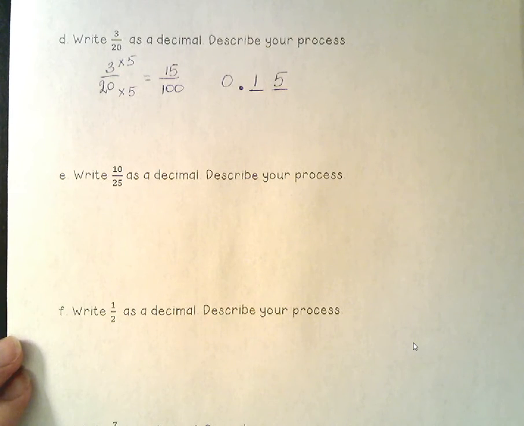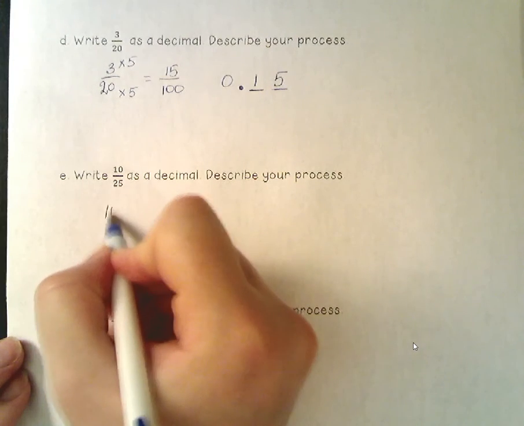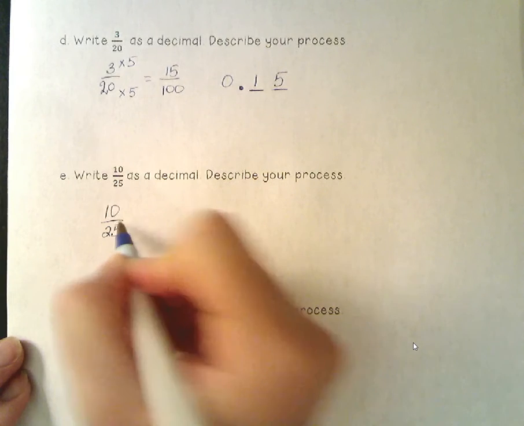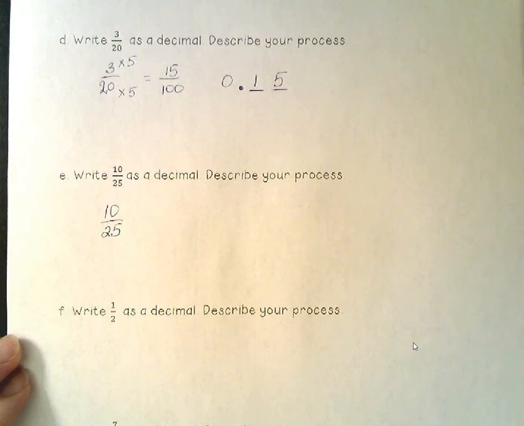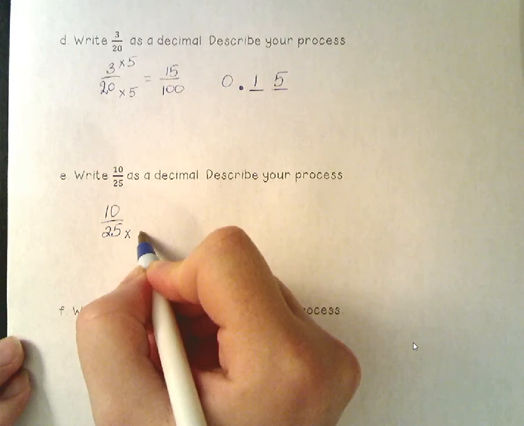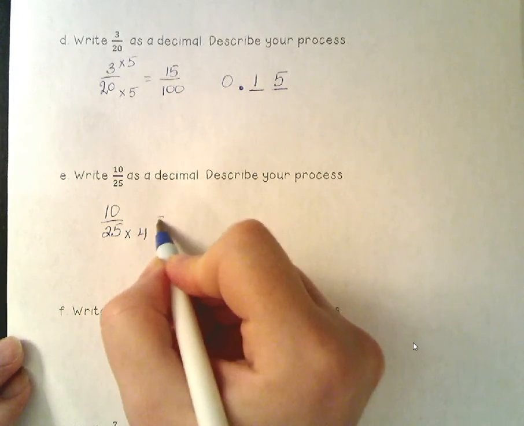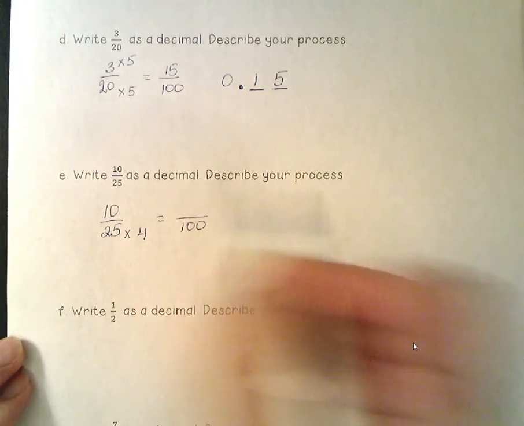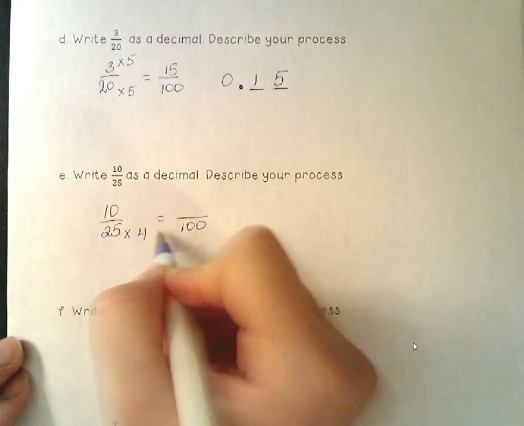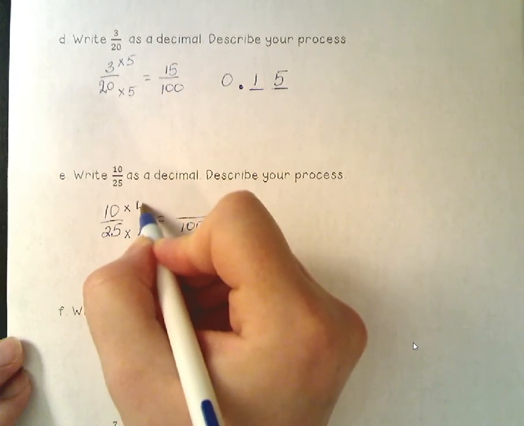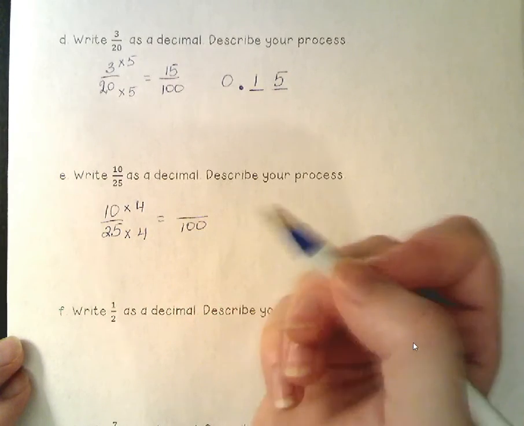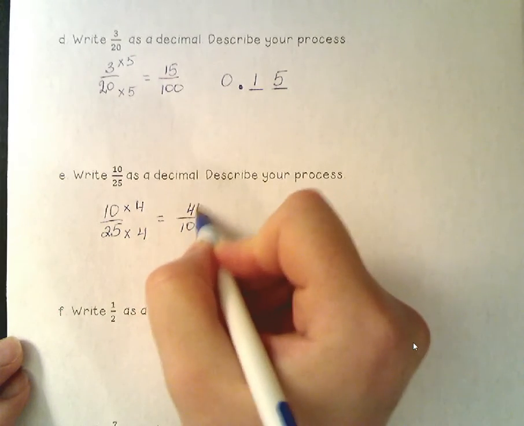Okay, let's look at 10/25. We have 10/25. Again, I don't have a place value that is 25ths. We have tenths, hundredths, thousandths. I can make 100 out of 25. I need to multiply 25 by 4 to make 100. And if I multiply 25 by 4, I have to multiply 10 by 4. Otherwise, it's not going to be the same fraction. And 10 times 4 is 40.